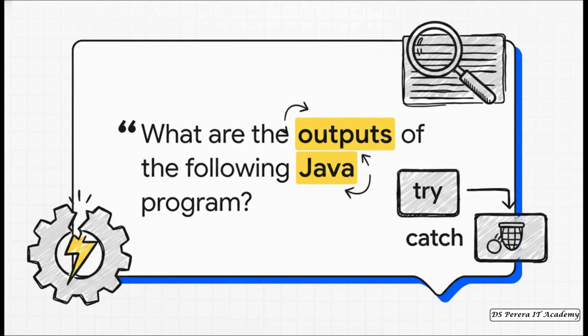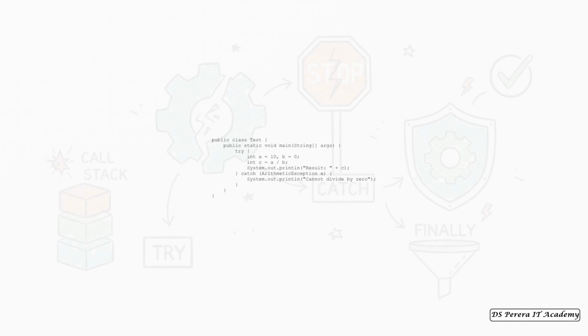The question is simple. What is the final output of this Java program? Let's take a closer look at the code. So here's the code. We've got a standard main method, and inside there's a try-catch block. Now look closely at what's happening inside the try block. We're trying to divide an integer by 0, and we all know from math class that you just can't do that. So let's trace this and see what the JVM does when it hits this line.